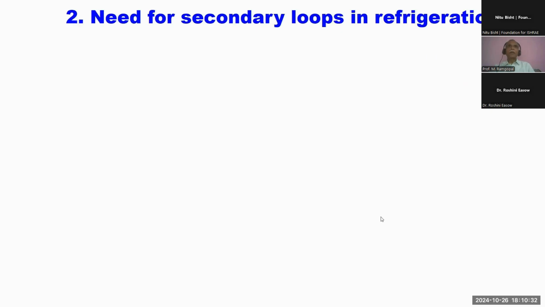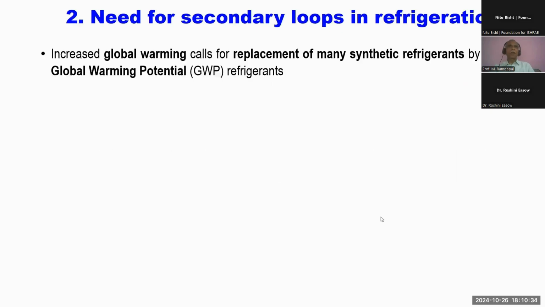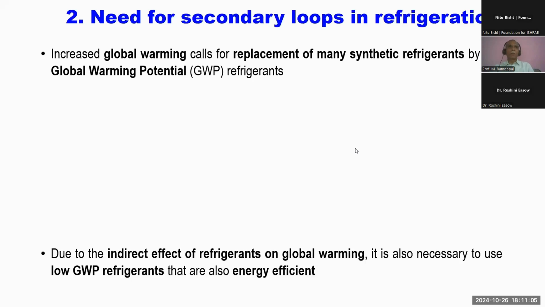So why do we need secondary loops in refrigeration? All of you know about global warming and the problems with many of the synthetic refrigerants that we use in refrigeration. Most of the synthetic refrigerants that were used and are being used have high global warming potential. So eventually we may have to phase them out by other refrigerants which have low GWP. There are many regulations on high global warming potential synthetic refrigerants, so we have to look for other fluids.